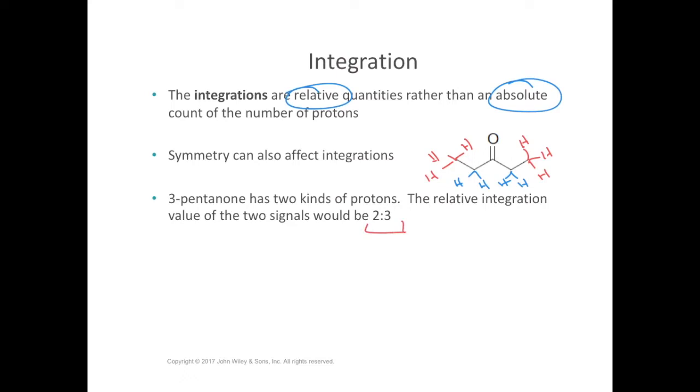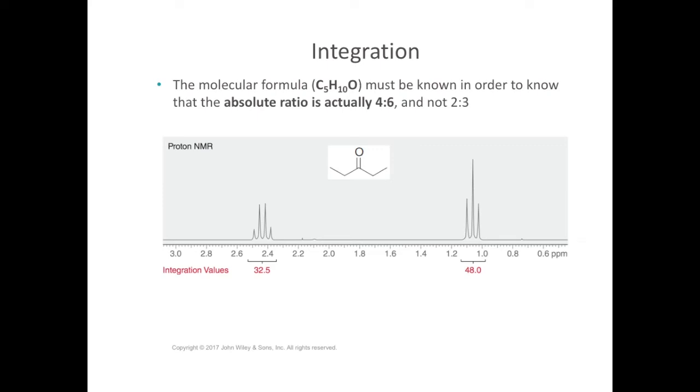Now the absolute count of the protons, you have 4 of the blue protons and 6 of the red protons. And 4 over 6 is the same as a ratio of 2 to 3. To determine the absolute ratio, not just the relative ratio, you need to know the molecular formula. So, for example, if you know the molecular formula for 3-pentanone shown here, then you know that that relative ratio of 2 to 3 really represents absolute ratios of 4 to 6.